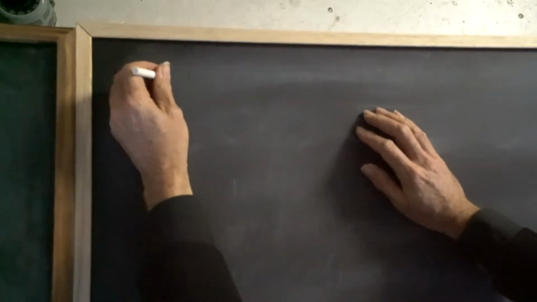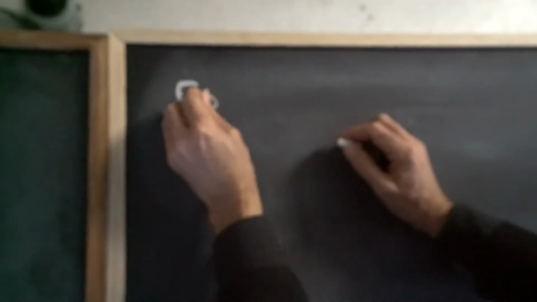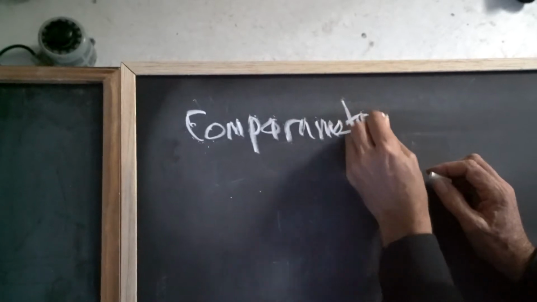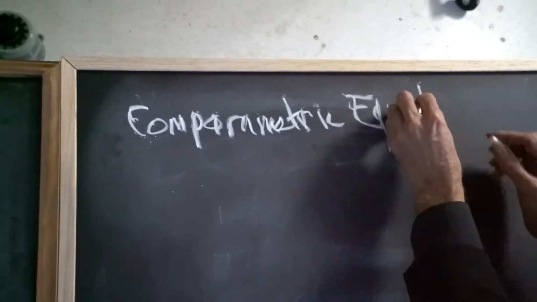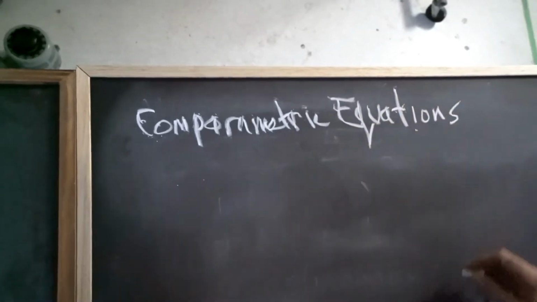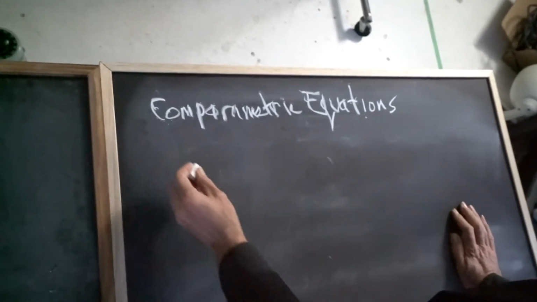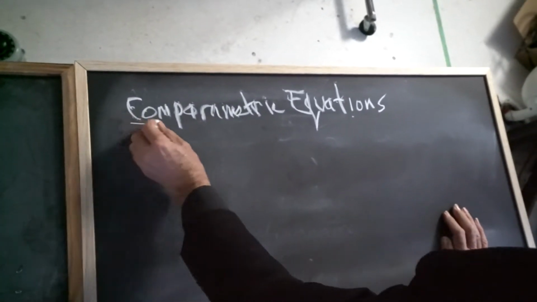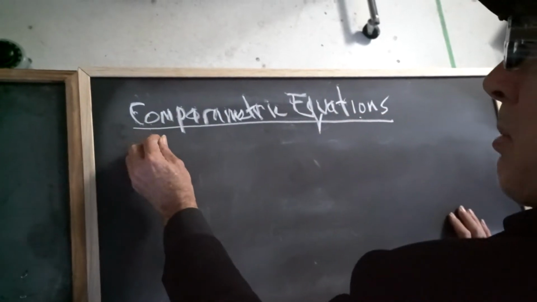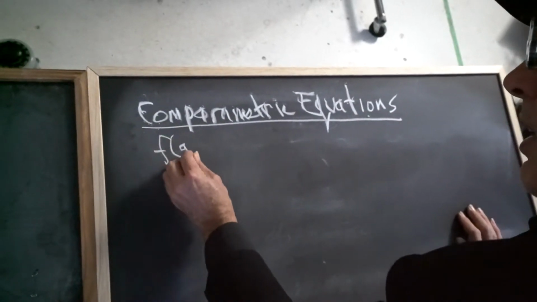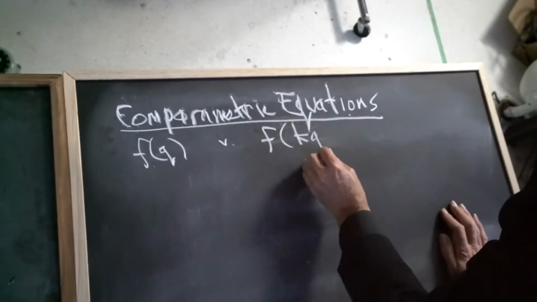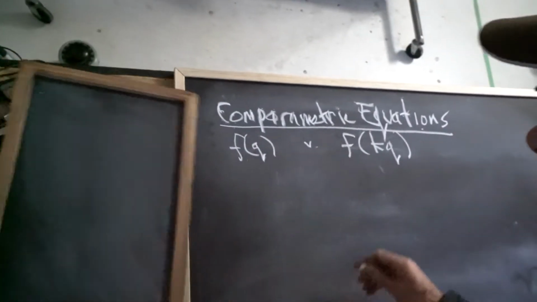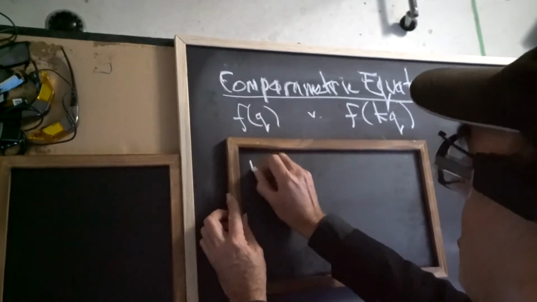Okay, so today we're going to talk about comparametric equations. Comparametric equations are equations that allow us to compare differently gained quantities of the same thing. So we might have something like f of q compared with f of some constant times q. And so we all know what a parametric equation is.